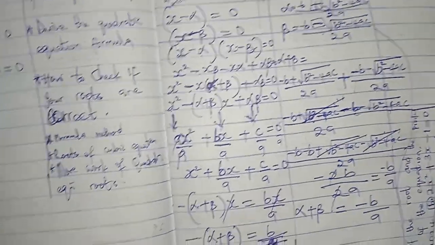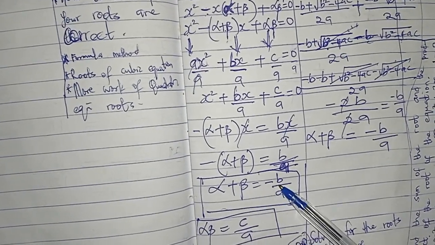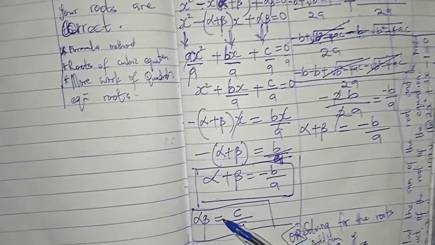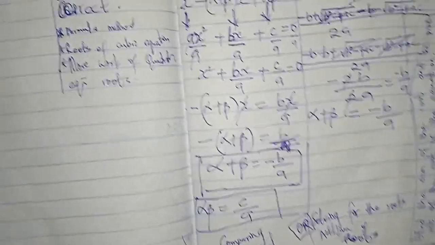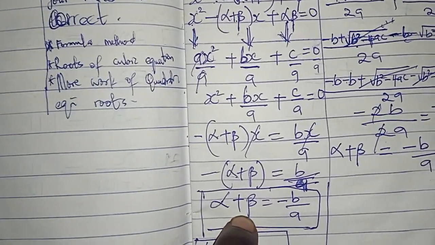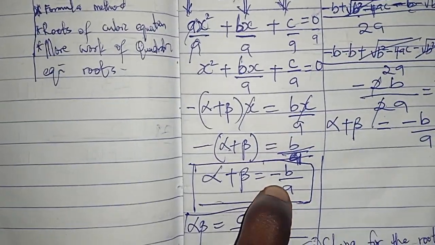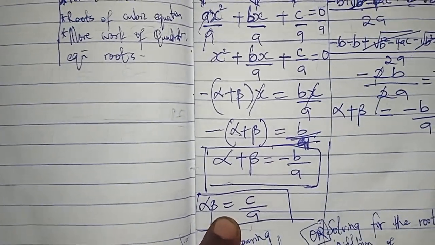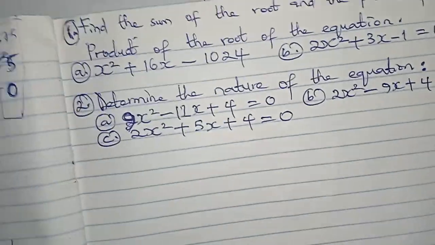So after everything, we got alpha plus beta to be equals to minus b over a. Then we got the product of alpha beta to be equals to c over a. So when we are asked to find the sum of alpha and beta and the product of alpha and beta, we just need to use what the value is. Sum of it is minus b over a, product of it is equals to c over a. Check my channel to see how to derive this formula step by step. So today we are just solving problems.